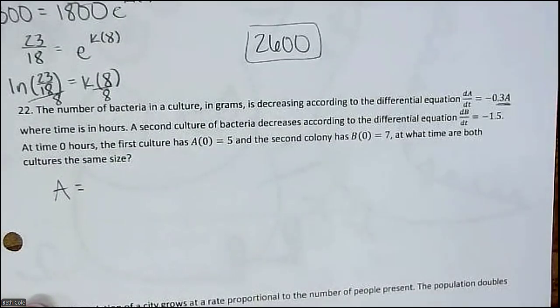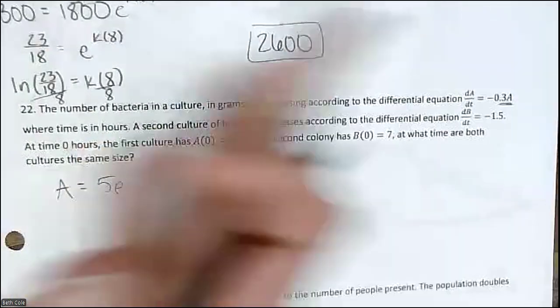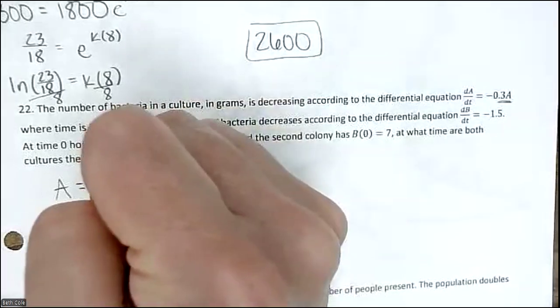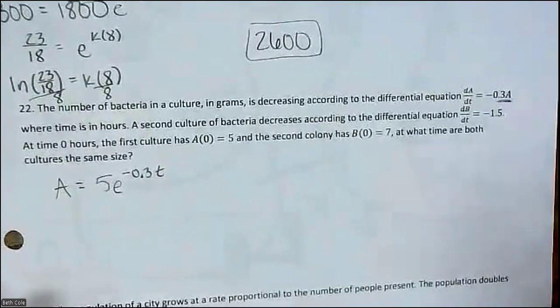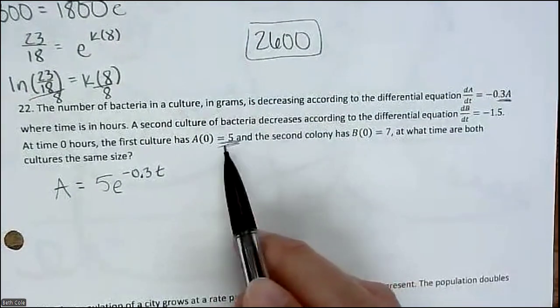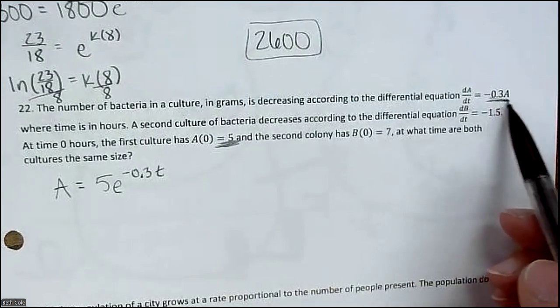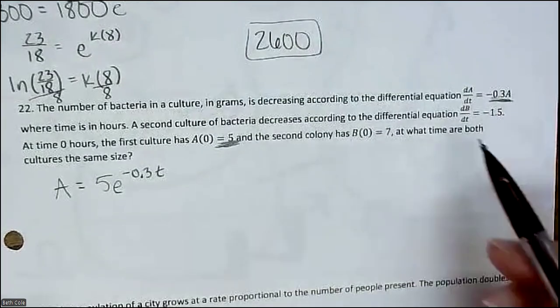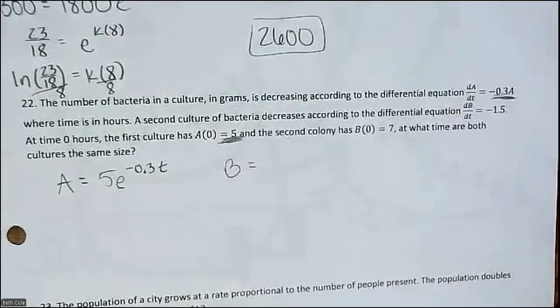And do we have how many we started with? Oh, we do. Can you read through for culture A? How many did we start with? 5. Do you see that there? So it's 5e to the power negative 0.3 times t. So I pulled out that information for A. The initial amount was 5, and then that's your rate. Now there's going to be another one for B. That one is different, though. It's not going to be PERT.